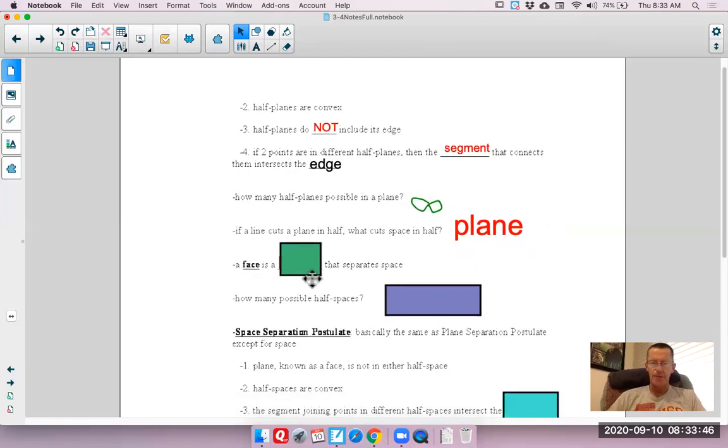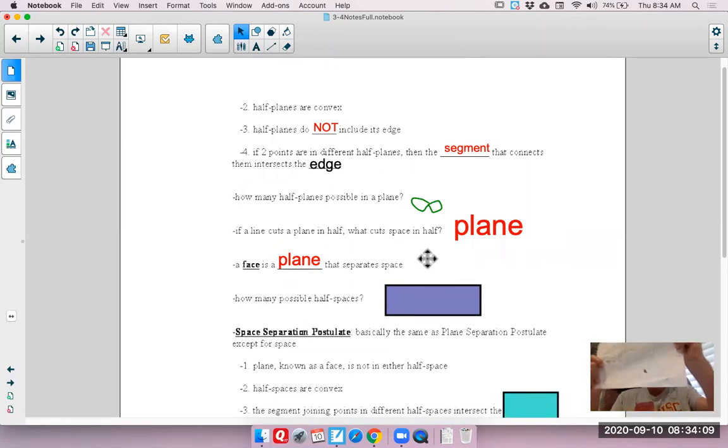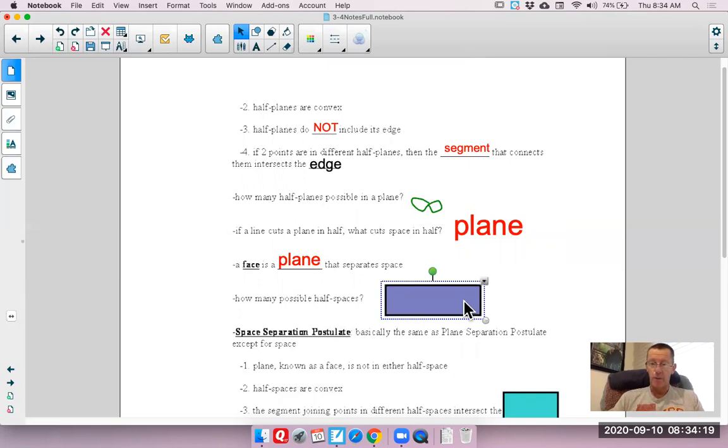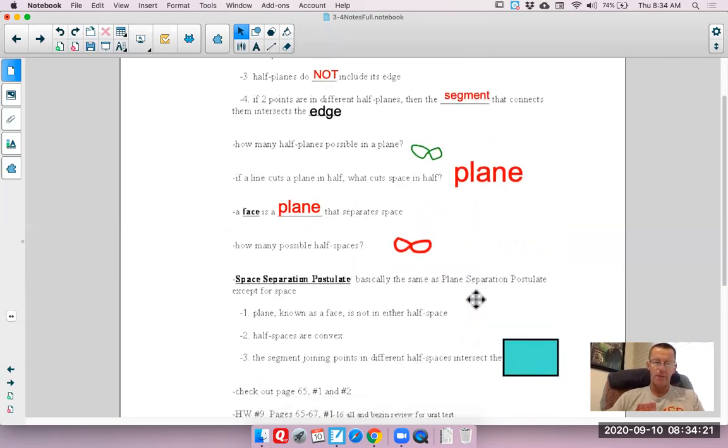Oh wait, sorry, a face, excuse me, a face. Think of it this way. A face for a half space is like a line or an edge, excuse me, line, edge, kind of similar, for a plane, or a half plane. So a face is a plane that separates space. Do you think this is in either half space? Absolutely not. Same as up there. How many possible half spaces are there? Well, if there's an infinite number of planes, there's going to be an infinite number of half spaces.